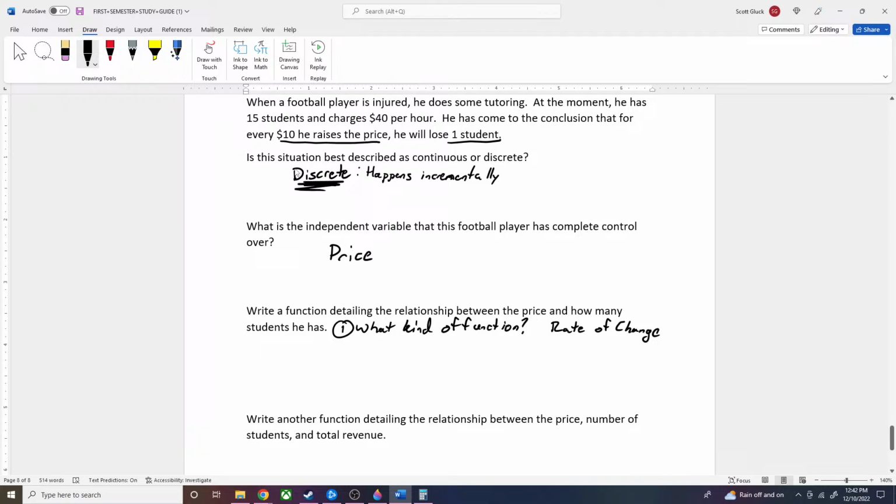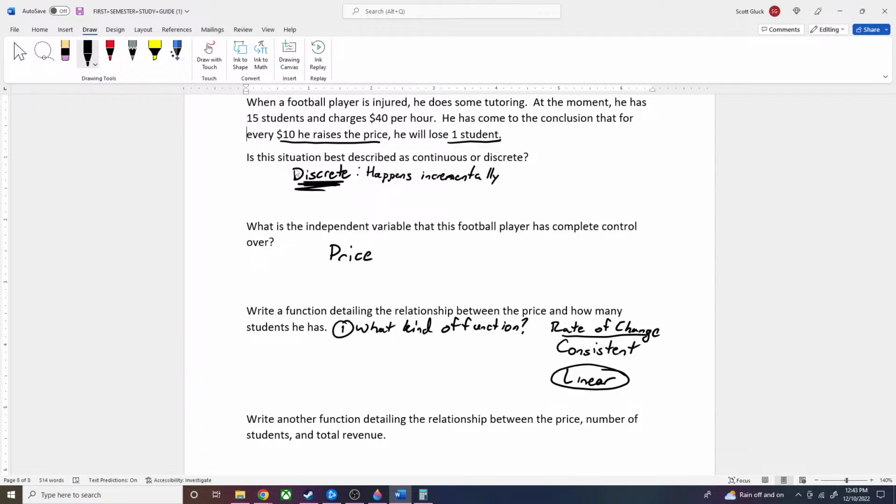So, for every $10 he raises the price, he loses one student. If he raises the price from $40 to $50 an hour, he loses one student. If he raises it from $50 to $60 an hour, he still loses one student. 60 to 70, he still loses one student. This is a consistent rate of change. And as this is a consistent rate of change, there is only one possible type of function that this could be, and it is a linear function. So we know we're working with a linear function.